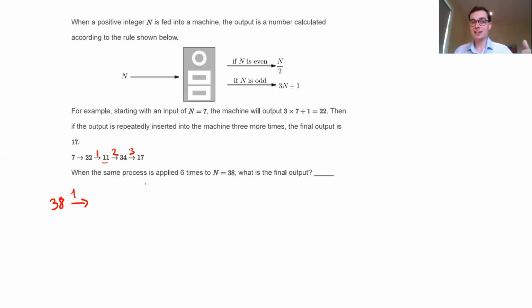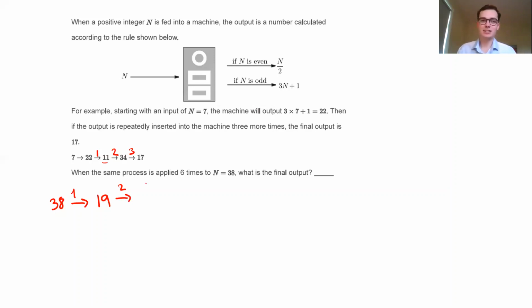If I put 38 into my machine, well, 38, of course, is even, so I've just got to halve it. If n is even, we calculate n over 2. 38 over 2 is 19. Then I can put 19 straight back into my machine for the second time.